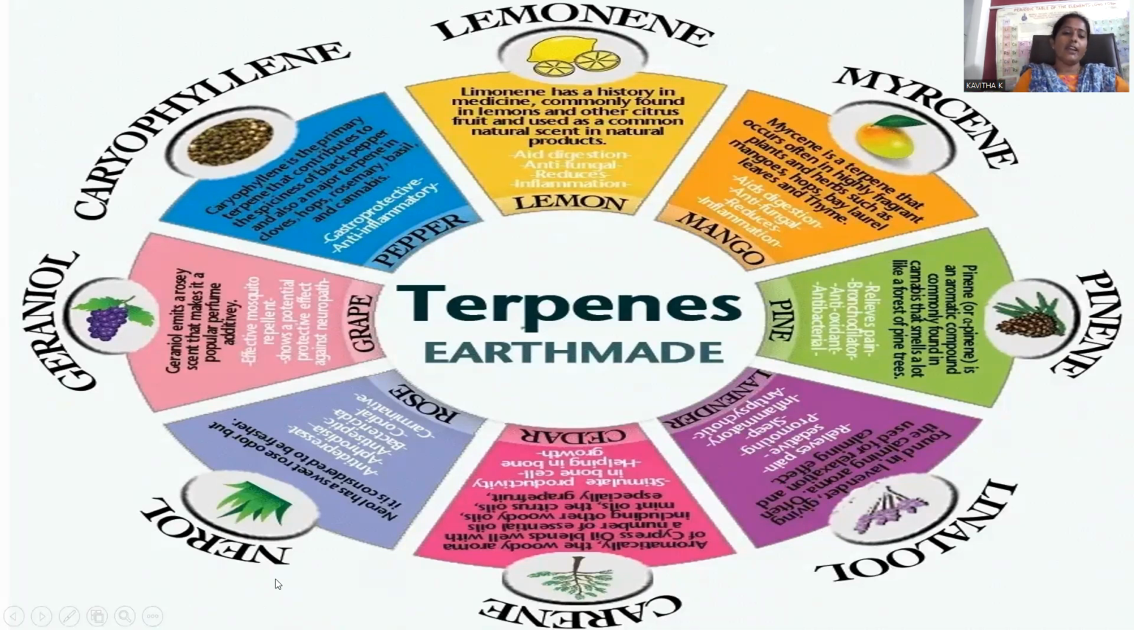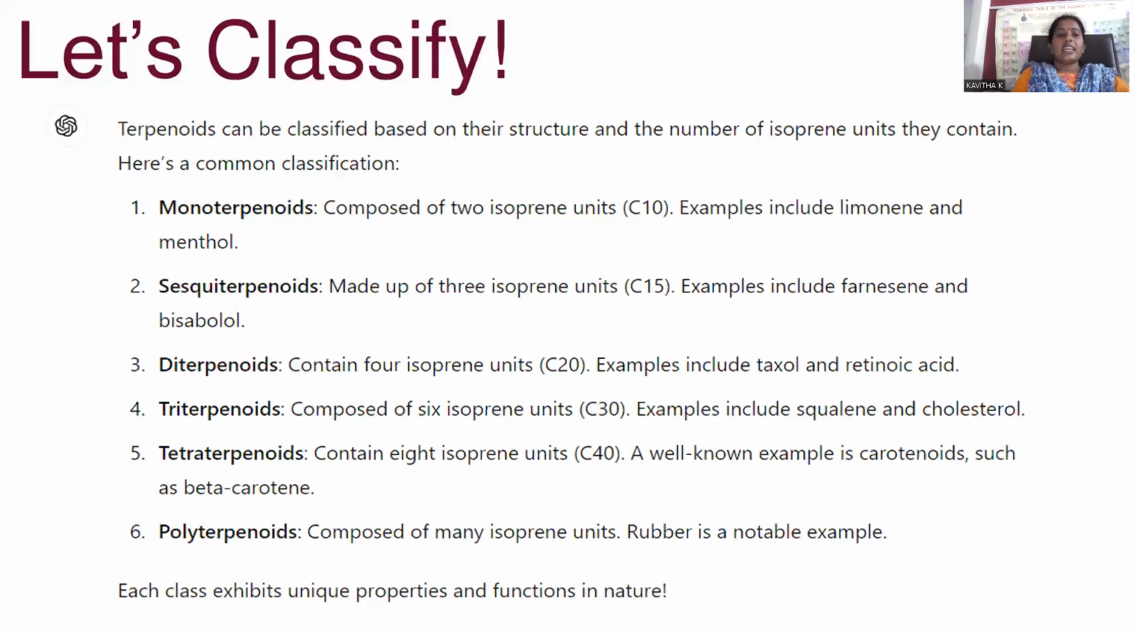And next is nerol. Here nerol is extracted from rose, and from grapes we can extract geraniol. Nerol and geraniol are both said to be isomeric components. So from the grapes we can extract geraniol, and from the rose you can extract nerol. This is the way terpenes are present, and a few examples are provided in this chart. Let's classify.